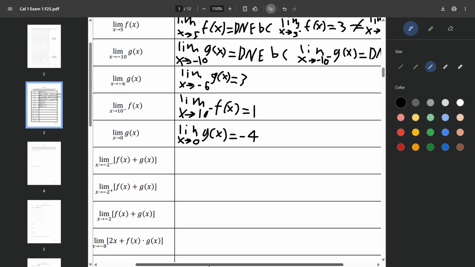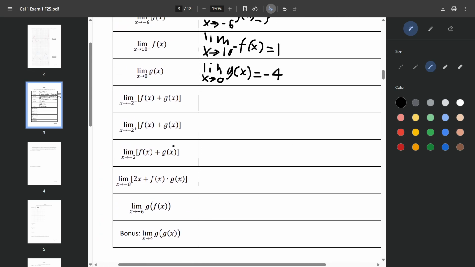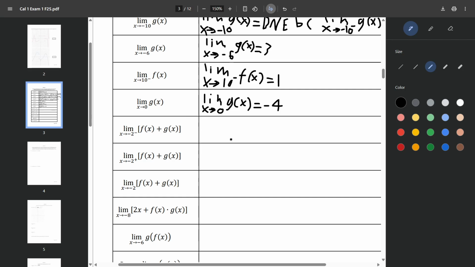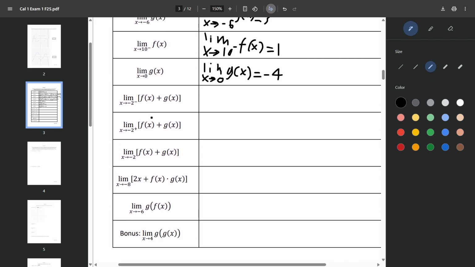Alright, now these questions will take a little bit longer, as we can see from this one that says limit of x approaching negative 2 from the left of f of x plus g of x. Now, we will have to use some rules for how limits work, because this by itself will be quite difficult to do, but one of the rules of limits is that if it's in this format, you could distribute the limits.